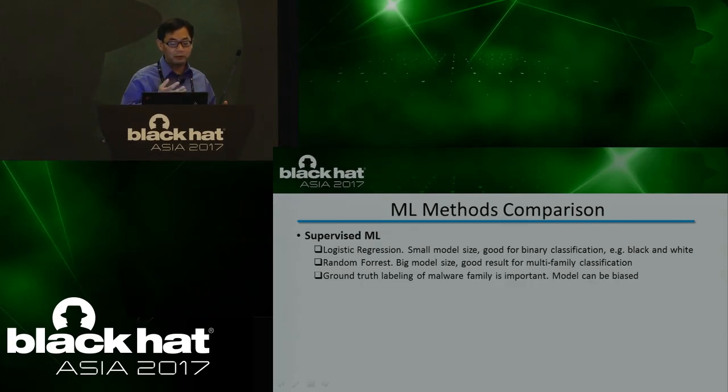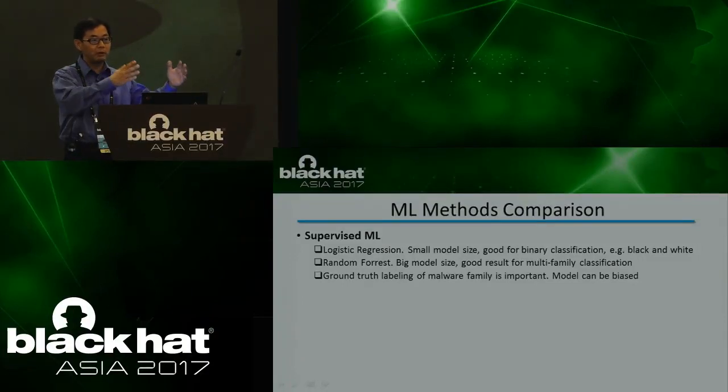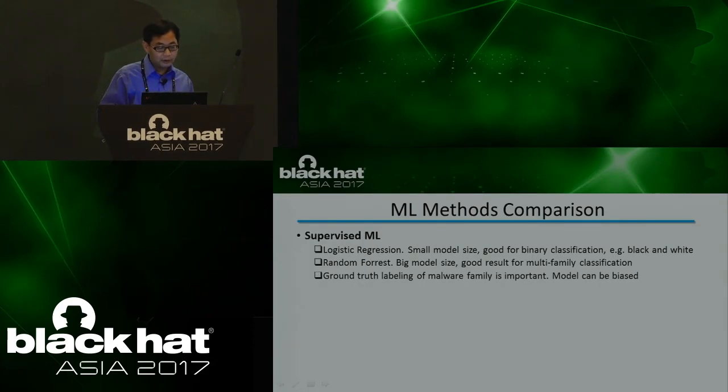So the verdict, after doing a lot of comparisons: we use supervised machine learning. We use logistic regression. We found it's really good for binary classification. It can tell black and white very well. But for multi-family, where we want to know the malware families, it's not that efficient. The good thing is the model size is small. For the random forest, we got a big model which works very well for multi-family classification. But the model is too big to fit on our device, because we want to learn offline and use it on the device.